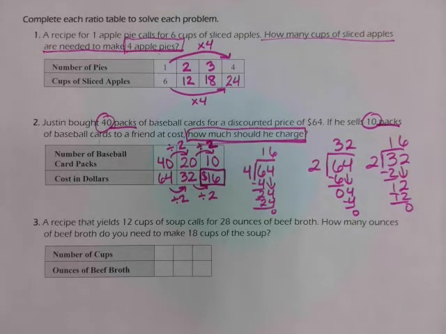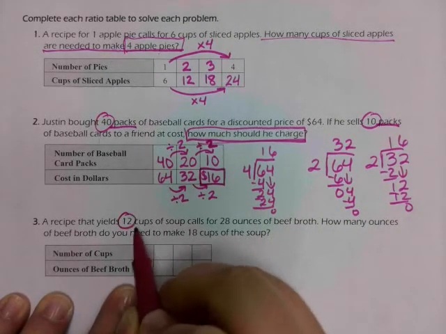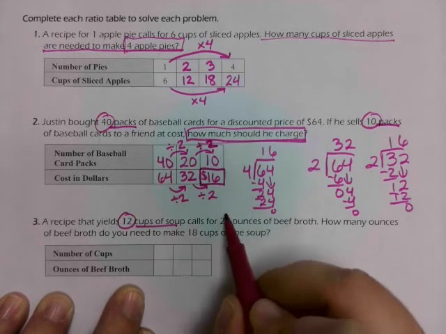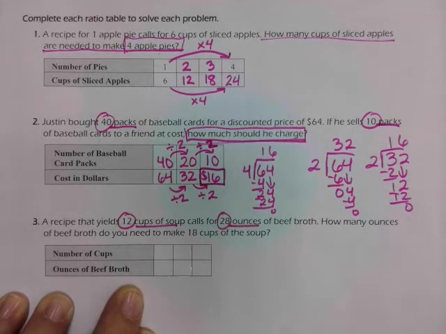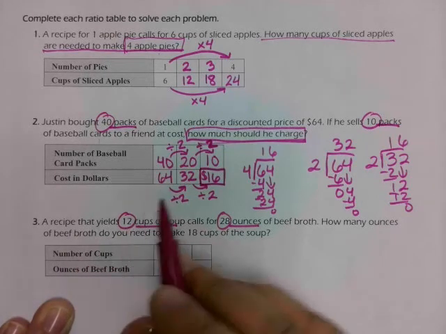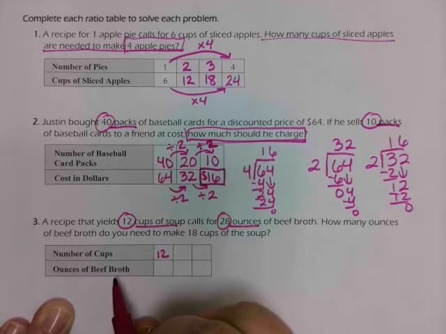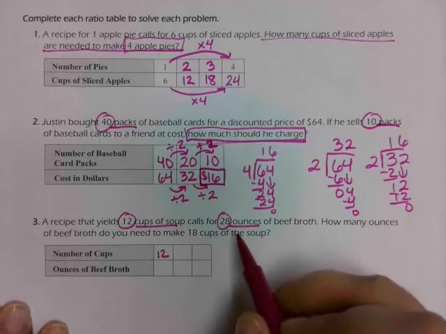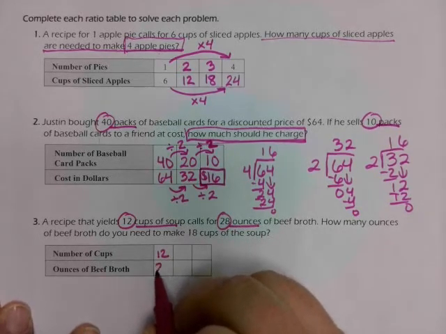All right, and then one last problem. A recipe that yields 20 cups of soup, so makes 20 cups of soup, calls for 20 ounces of beef broth. So right here we have our table. We have number of cups, so that's 12. And then ounces of beef broth. I don't know why I can't say that word.